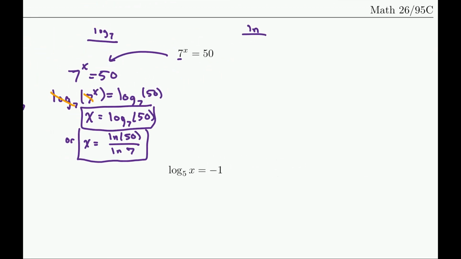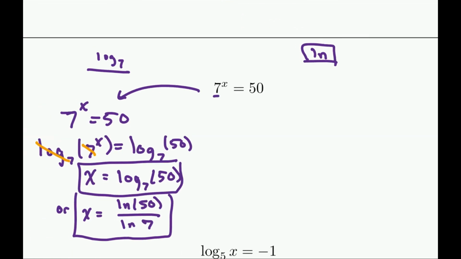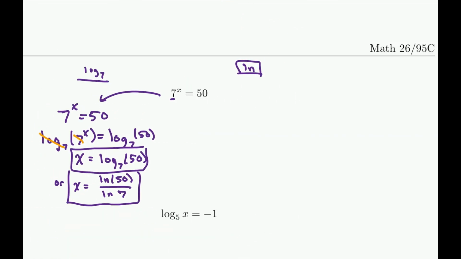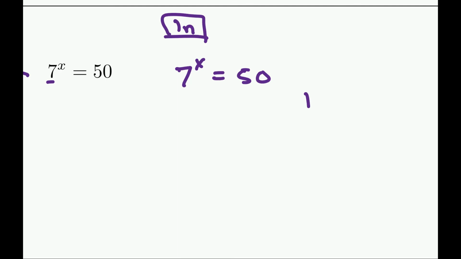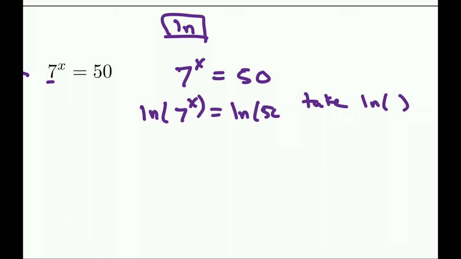Now, the other way to do it, I said, was with a natural log. So you could have, instead of taking log 7 of both sides, we could have started here, 7 to the x equals 50. And then you could take ln of both sides. So ln 7 to the x equals ln 50. But the problem is if you do an ln, the natural log is base e. So base e log does not cancel out an exponential base 7, right? This is base e, this is base 7. They don't cancel each other out. So it's not quite the same.